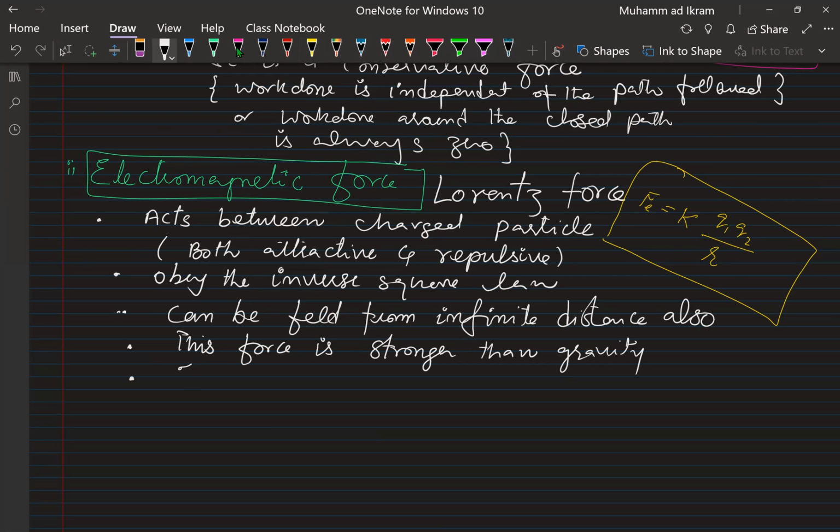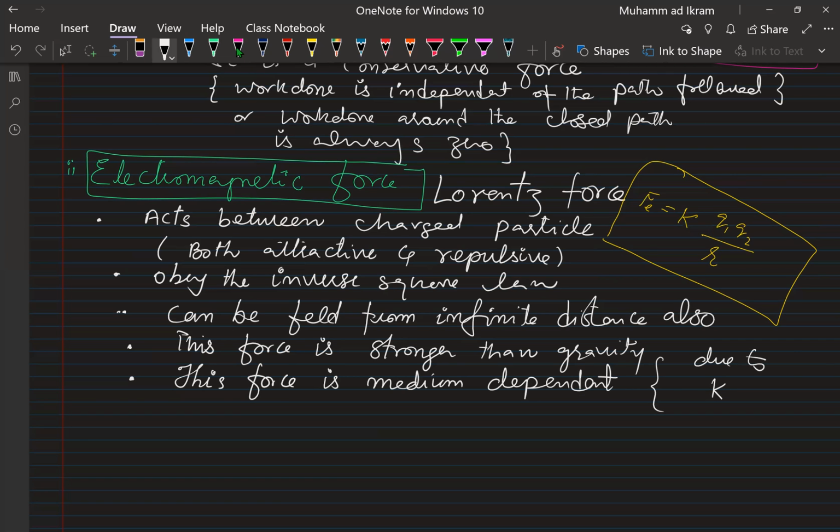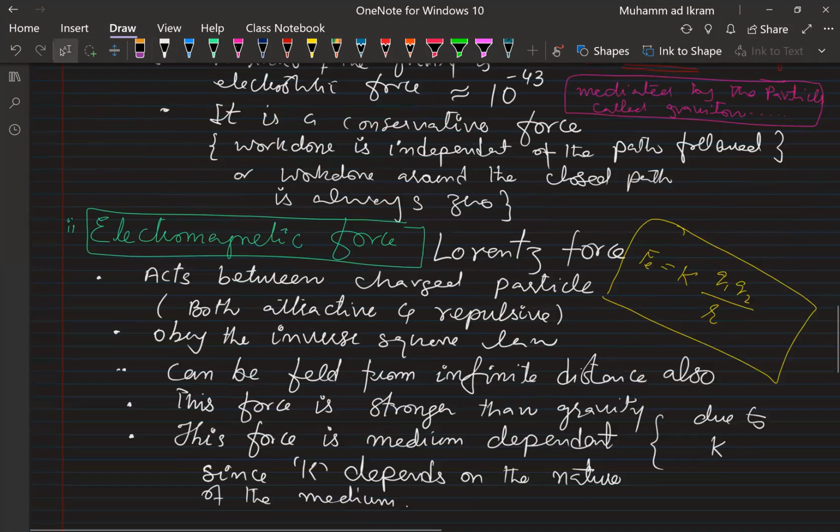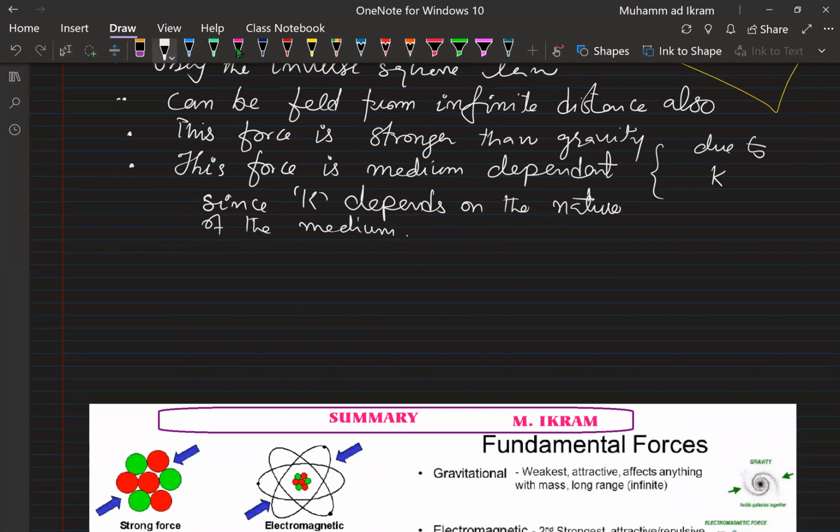Unlike gravity, this force is medium dependent, and this is why it can be shielded. Why? Due to K, the constant of proportionality. This is not the same everywhere. It changes with change in medium, so it depends on the nature of the medium. That is one of the reasons that it is medium dependent. Like gravity, this force is also conservative in nature.